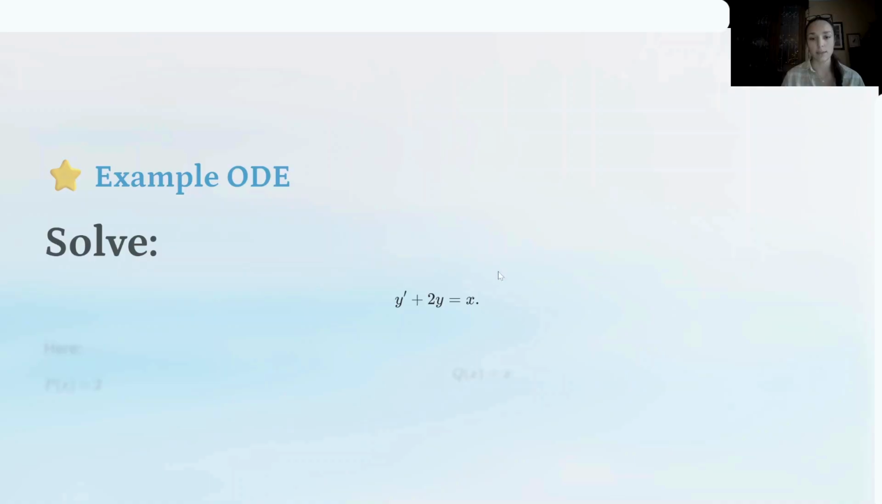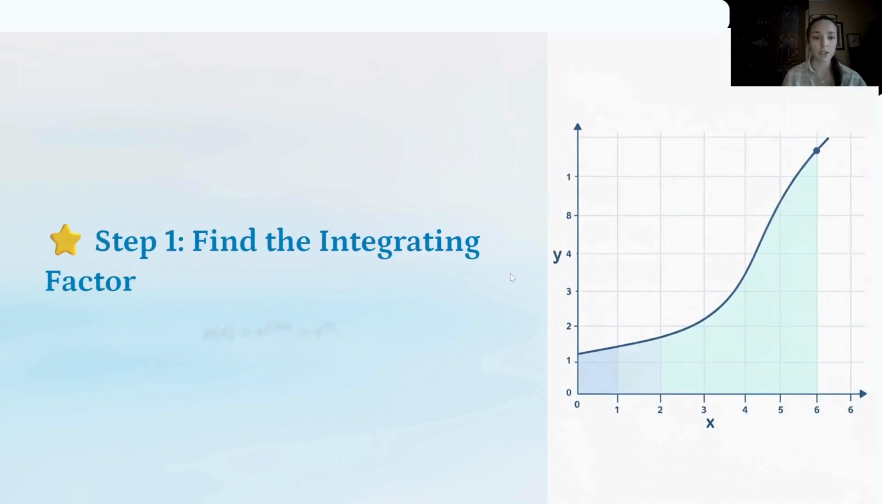In this case, we want to solve y prime plus 2y equals 2x. We can identify here that our p of x function equals 2 and q of x equals 2x. Step one is that we want to find our integrating factor. Like we showed before, the integrating factor is mu, and that equals e to the power of the integral of our p of x, which is 2, and this just equals e to the power of 2x.